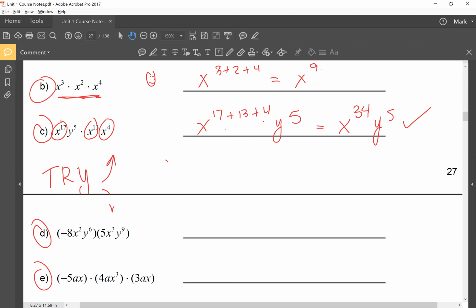Okay, D. Negative 8 times 5. We'll do that in a second. And then I have my X's. I have X squared plus X cubed. And then I have my Y. My voice is going. 6 plus 9. So this is negative 40 X to the 5, Y to the 15.